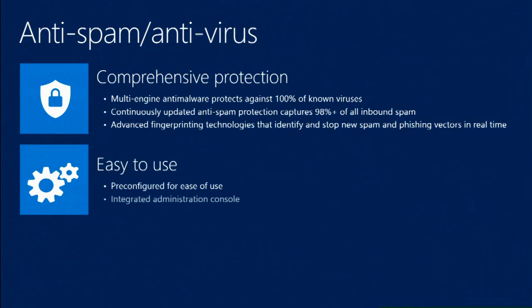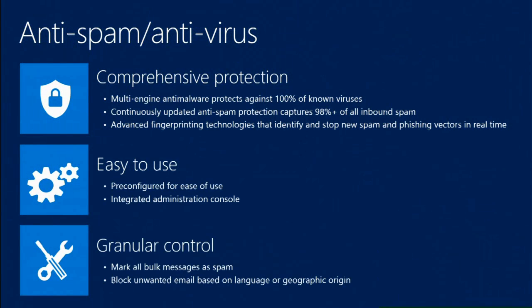So anti-spam, antivirus: this is something that we have built into Exchange. Exchange has been around for a while, and it's one of the premier email products out there. And we have anti-malware protection that we are proud to say protects against 100% of known viruses, and we're always looking to make sure that we protect against any other viruses that may come up. Then we continuously update our anti-spam protection to capture about 98% or more of all inbound spam.